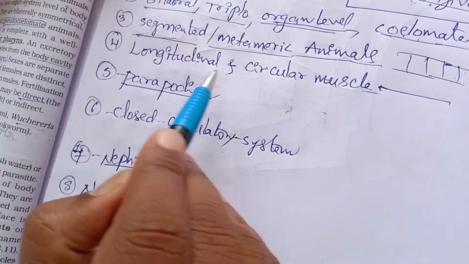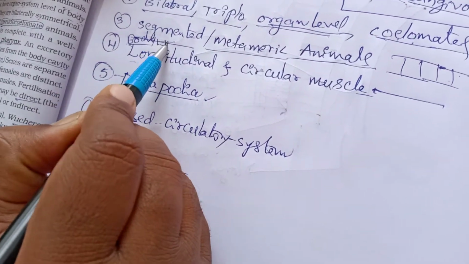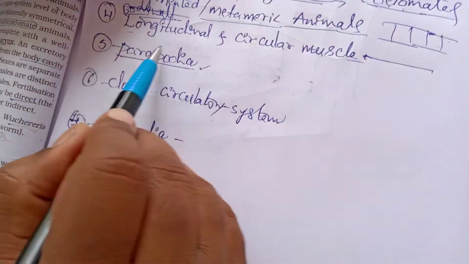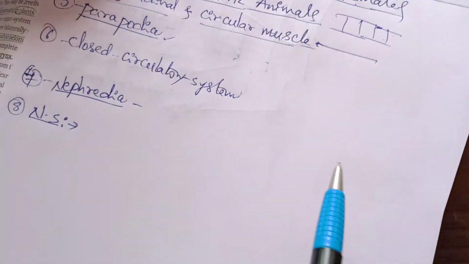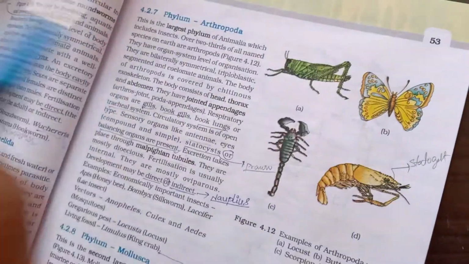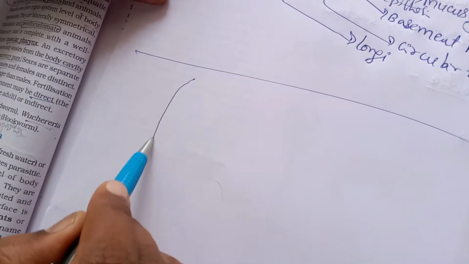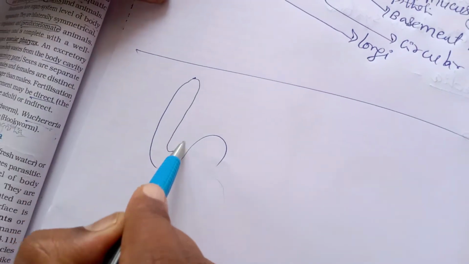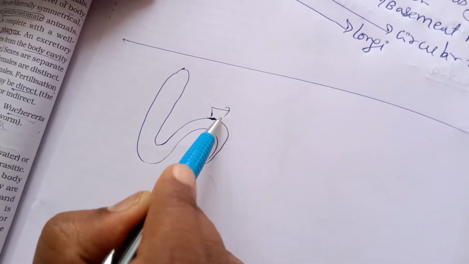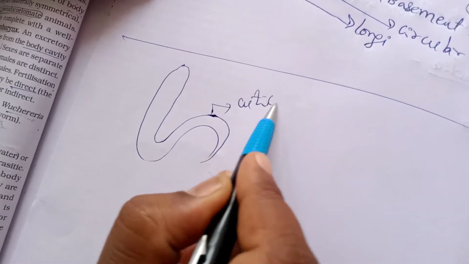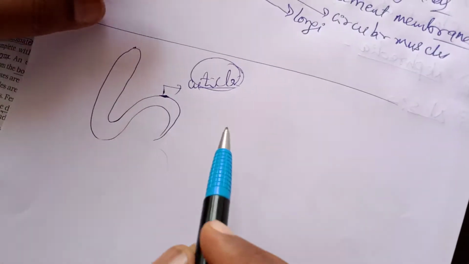Next is the body wall. If you observe the body wall, it is made up of circular and longitudinal muscles. This one is the earthworm wall. The wall surface is made up of cuticle. The respiration is also cuticular respiration. Here there is no proper respiratory organ.